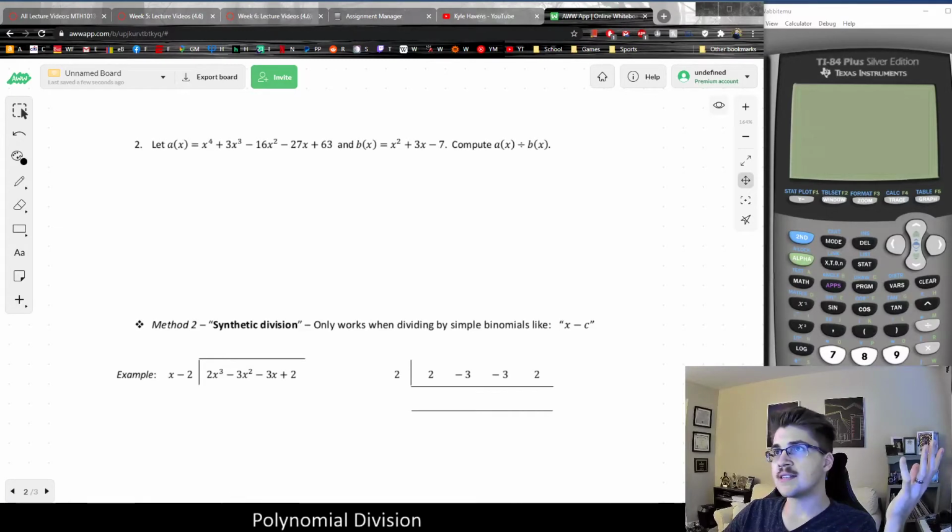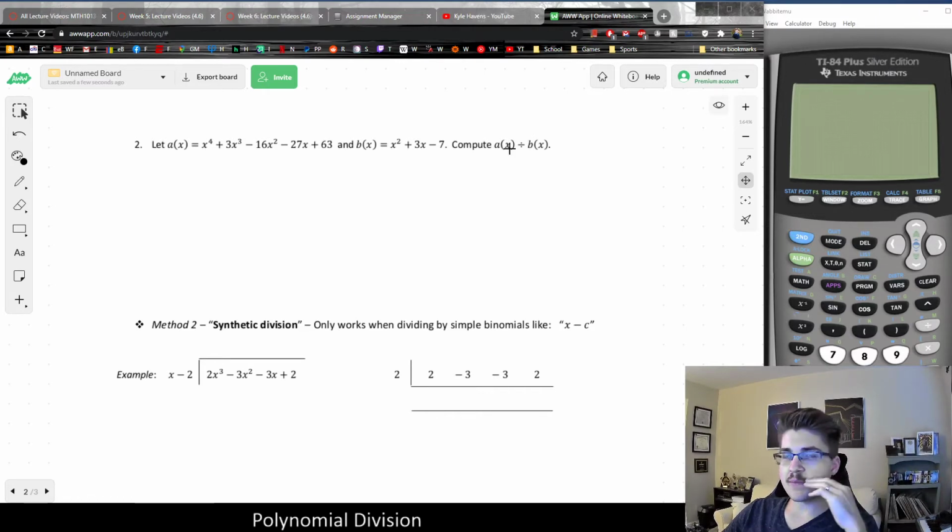Let's do one more example of dividing polynomials, and we'll do it a little bit faster. So here we have a of x is equal to x to the fourth plus blah, blah, blah, and b of x is equal to x squared plus 3x minus 7. So it's just to compute a of x divided by b of x.